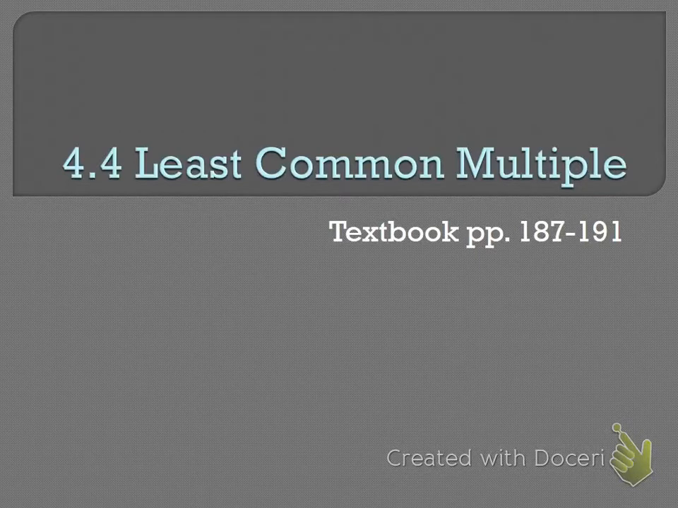Okay, we're in section 4.4, least common multiple. There are two ways that we can find least common multiple. We're going to go over both of those methods. On your homework tonight, I would probably lean towards the listing multiples method, which is the first one that we're going to learn.